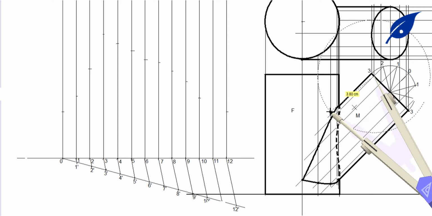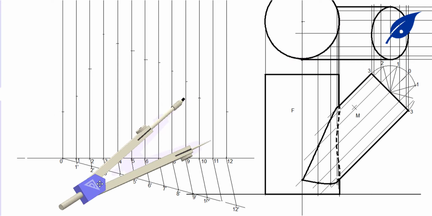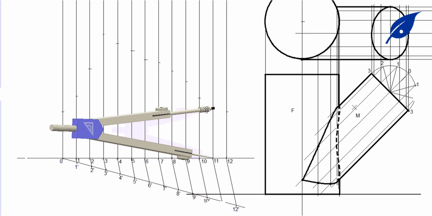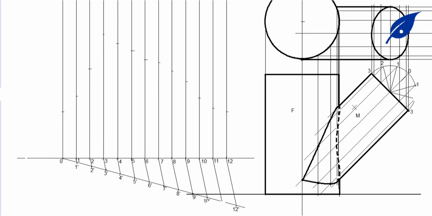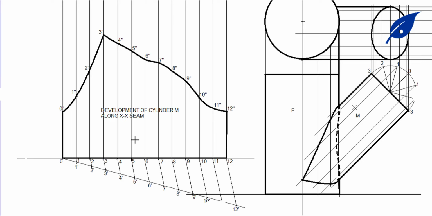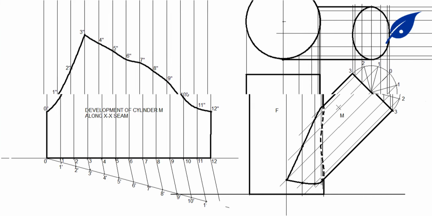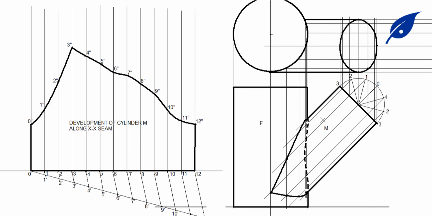So now that we're done with this, we'll use our French curve to connect each one of those points to get the required curve. Now connect it, and this is the development of the cylinder M along the seam XX. Alright, this is the whole answer to the question.